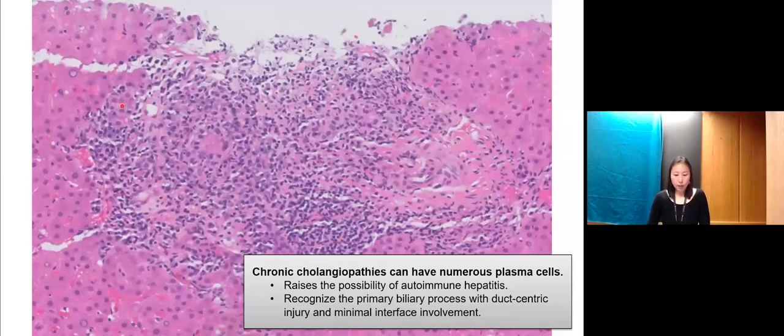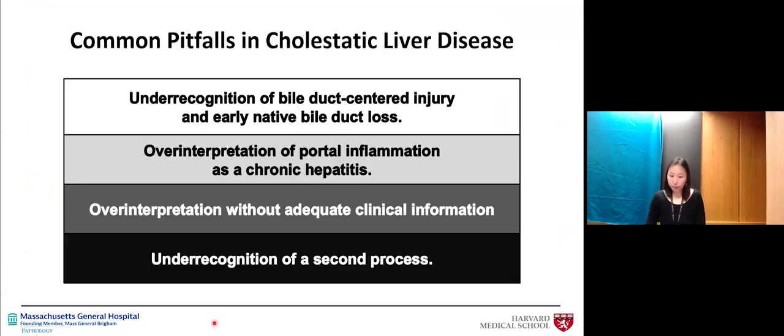Lastly, I wanted to talk about plasma cells a little bit. This happens to be a case of PBC that has a huge number of plasma cells. As pathologists, we often have a knee-jerk reaction to look at plasma cells and think about autoimmune hepatitis. But in this case, we have to remember that PBC can also have a number of plasma cells. Your hint here is that there's biliary epithelial injury, not a hepatitic component. So these are the pitfalls that we've mostly discussed.